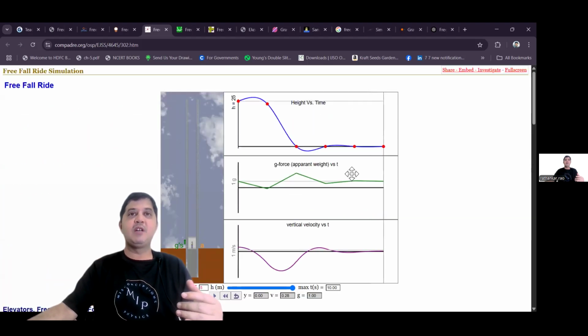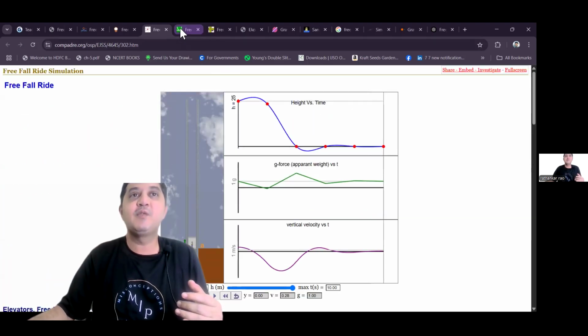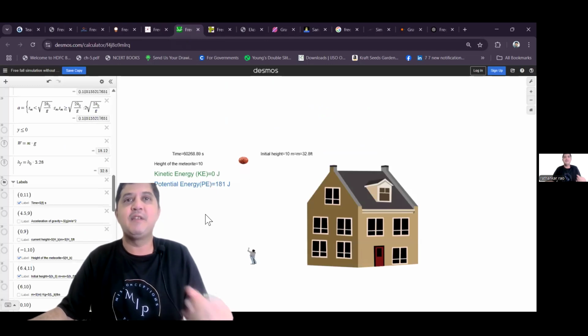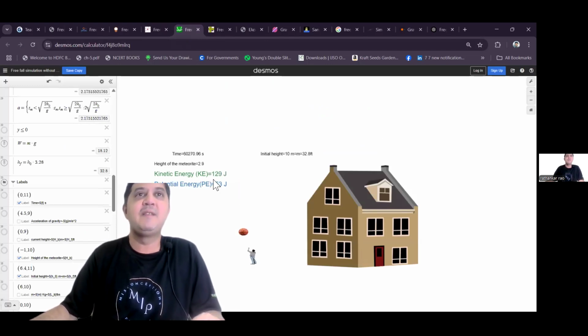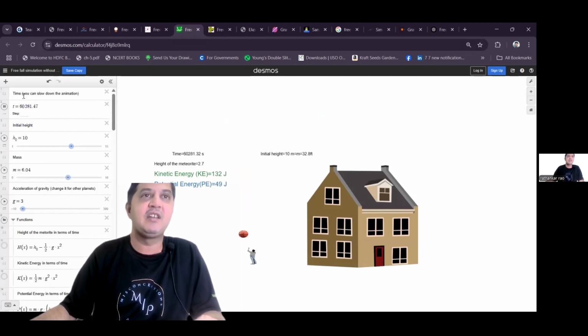And now let me move on to the next one. There's one more simulation. See how many simulations we have. Now this simulation is from Desmos. As you see, I have particularly opened the kinetic and potential energy. So how do you get the simulation here? You can click here. There are several play buttons being kept over here. Time is automatically simulated, and the initial height is 10 meters, and the mass of this is 6.04.